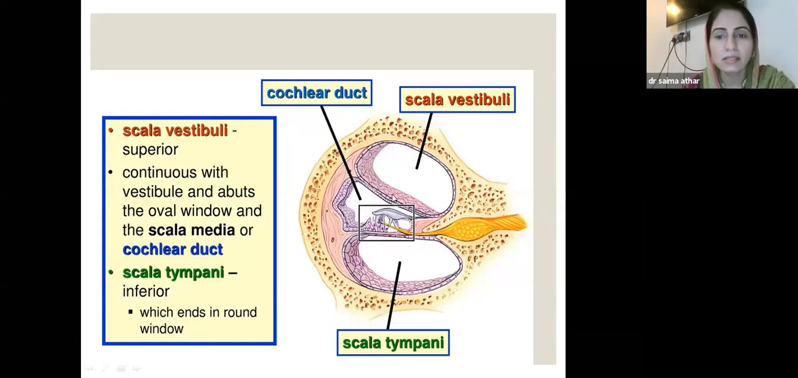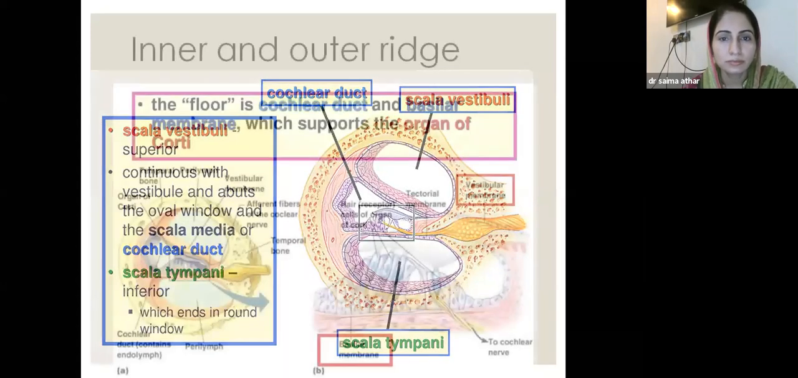Scala vestibuli is separated by the vestibular membrane. Scala tympani is separated by the basilar membrane, and these will contain the perilymph, and the cochlear duct will contain the endolymph. I hope the development of the cochlea along with the membranous and bony labyrinth is clear to you.